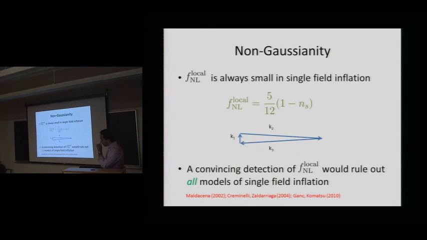And FNL local is of particular importance because, due to something called the single field consistency relation, FNL local is small in all models of single field inflation. There are probably some caveats I should add here. If you modify the initial state in some particular ways, you can do anything. But at the very least, FNL local is small in a very wide class of single field inflationary models. So a convincing detection of FNL local would rule out, I would say, almost all models of single field inflation.